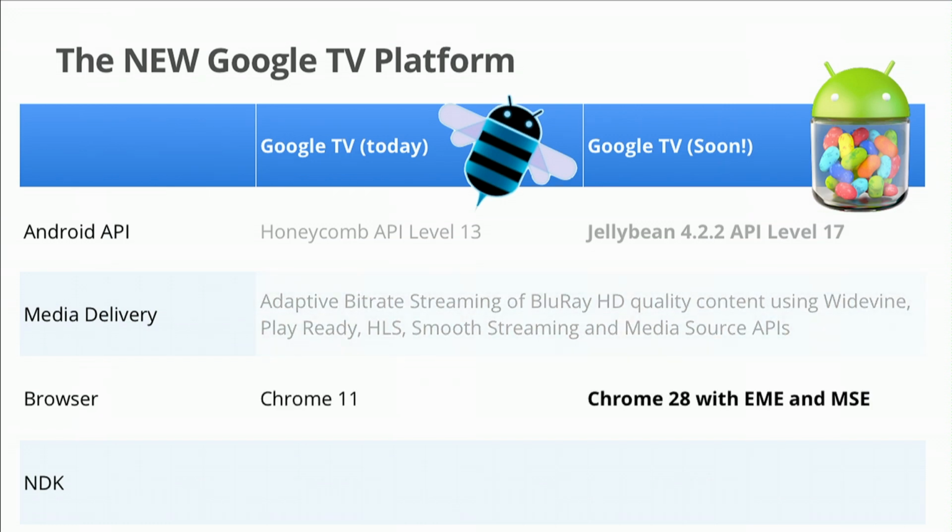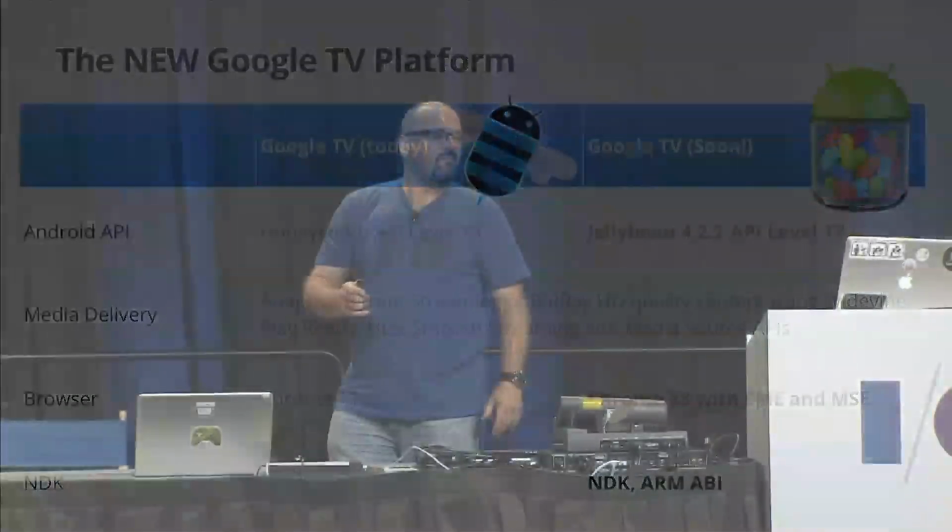We have updated the Chrome browser. We updated the Chrome browser from Chrome 11 to be on par with the Google Android Chrome browser that you know from your tablets and from your mobiles. Right now it's running Chrome 28, and we also have the encrypted media extensions, and we have the media streaming extensions. I'll explain more about this in a second as well. And we've gotten a lot of requests, and I'm really excited to tell you we now have NDK for Google TV. This will hopefully open up a lot of really cool apps.